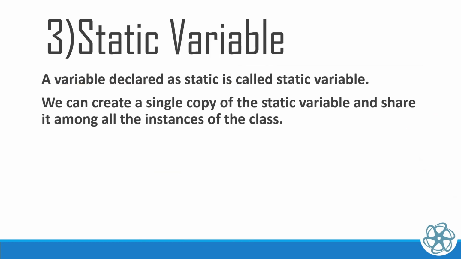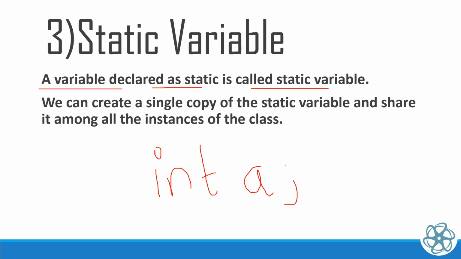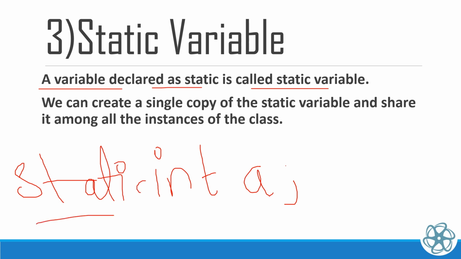So let's move to the static variable. So what are static variables? A variable declared as static is called a static variable. Before, we declared variables like int a with a semicolon. If I write static before int, then it is a static variable.